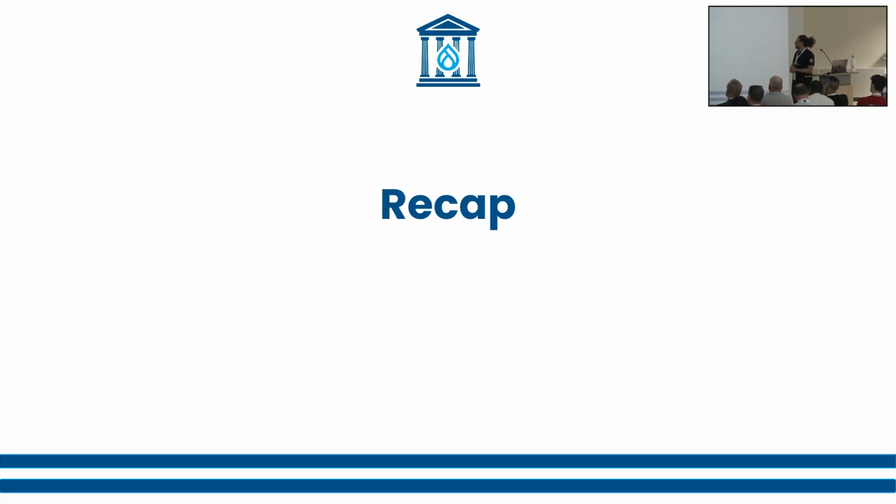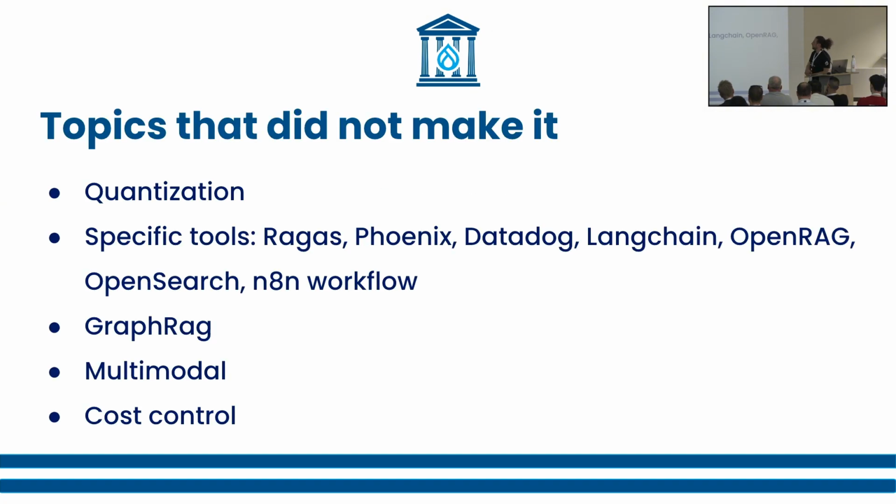Okay, and so a quick recap. Before the recap, I want to give a special mention to all the topics that didn't make it into the slides, because a RAG system is really huge. We have quantization, which improves the velocity, because quantization is basically the compression of the LLM. I couldn't talk about specific tools like monitoring and logging, or LangChain, OpenRAG, OpenSearch, and then workflow. This would be really nice. GraphRAG, that creates relationships between the embeddings.